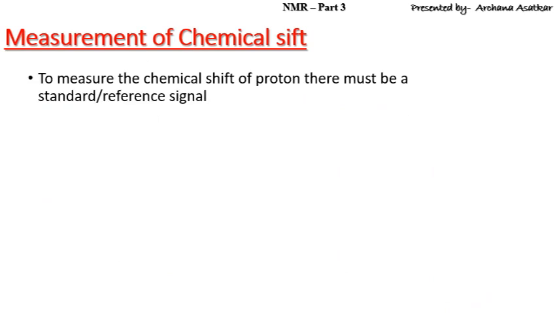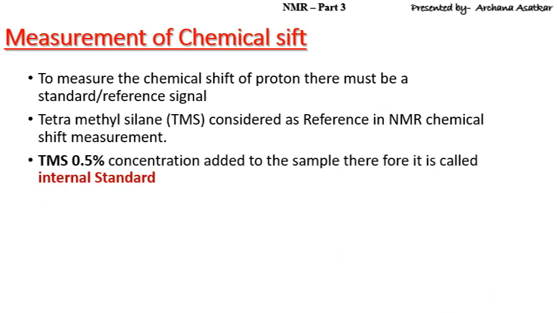Now we will see the measurement of chemical shift. To measure the chemical shift of a proton, there must be a standard or reference signal. Tetramethylsilane, TMS, is considered the reference in NMR shift measurement, and as I discussed in the earlier slide, the TMS concentration should be 0.5%, and it should be added to the sample. Because we can directly add this 0.5% TMS to the sample tube, it is considered an internal standard.